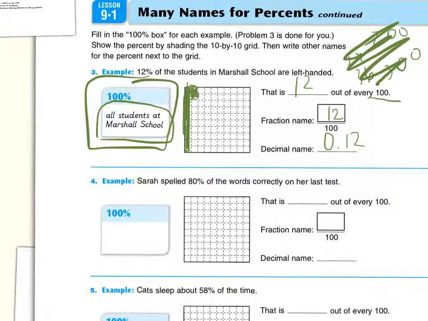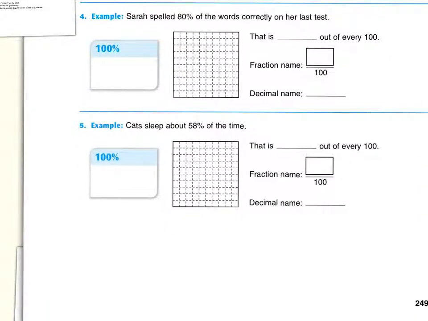Alright, so I want you to work on the next 2 on your own, and then we're going to go over them together. So pause it and work on them.